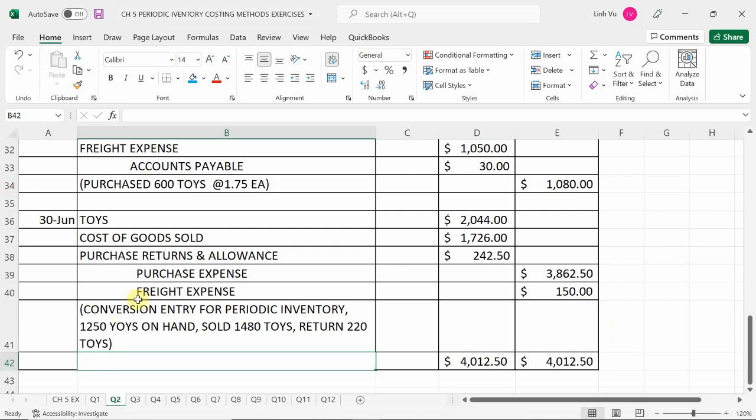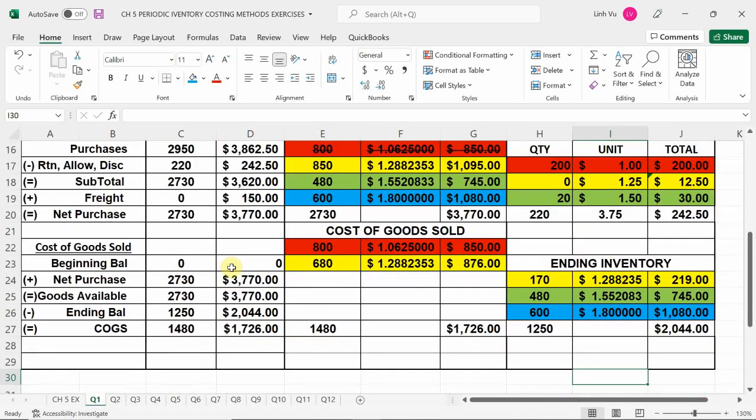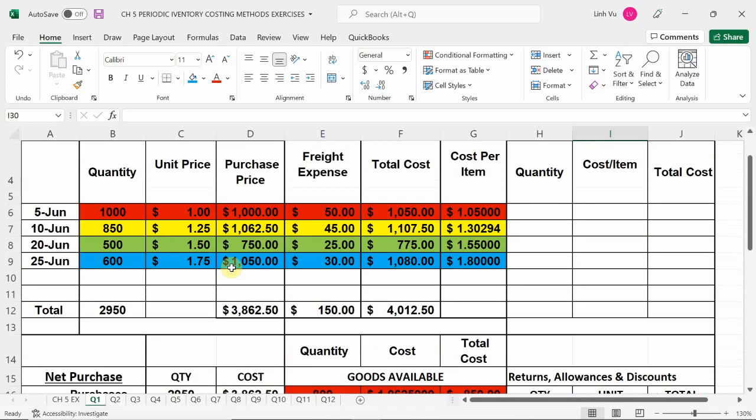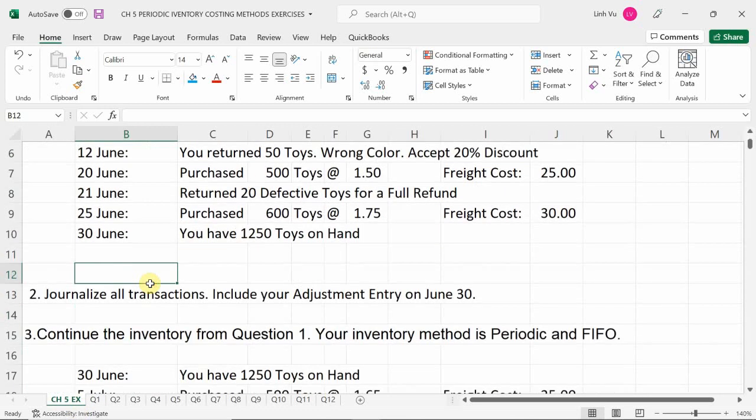Right, so this was our previous problem, number 2 here. We did our conversion entry, and this is our end result. And of course, this is what we solved for in our inventory worksheet. Very vibrant, very colorful, okay? This is a way for us to keep track of where our inventory is going and how we are separating it. So now let's go ahead and take a look at what happened next.